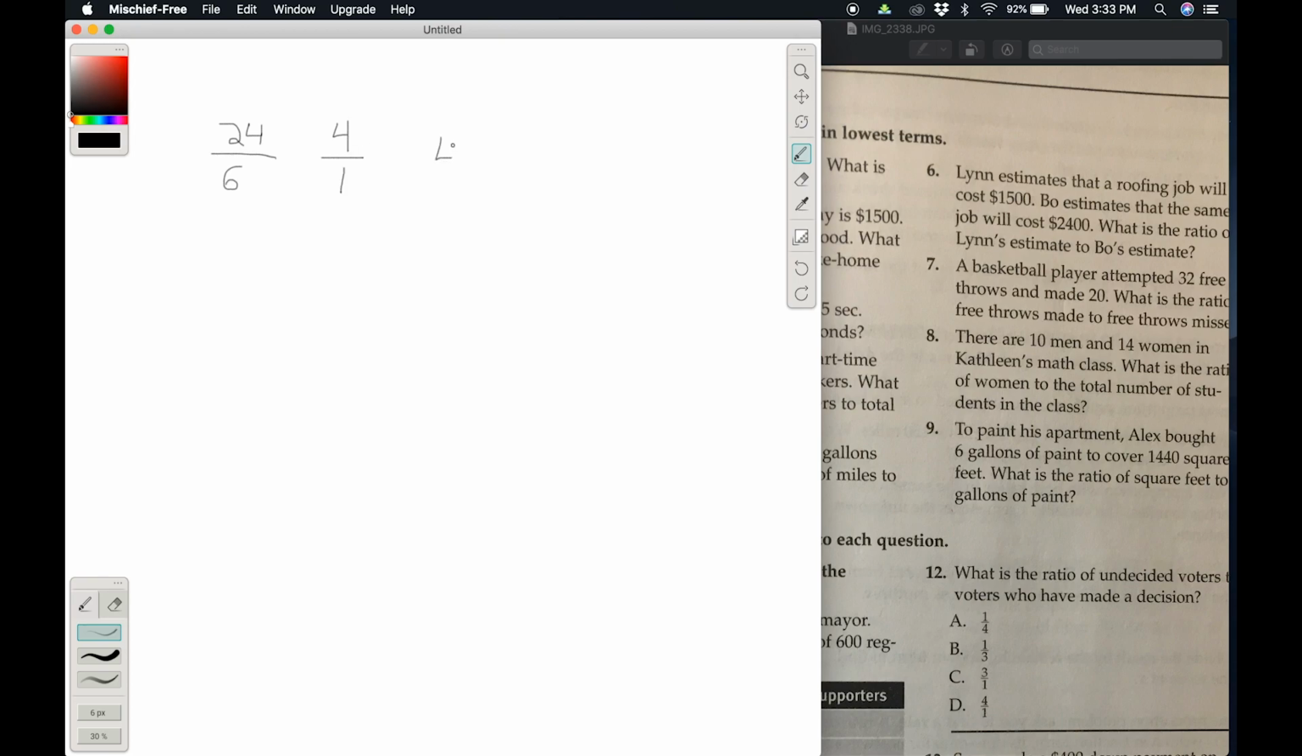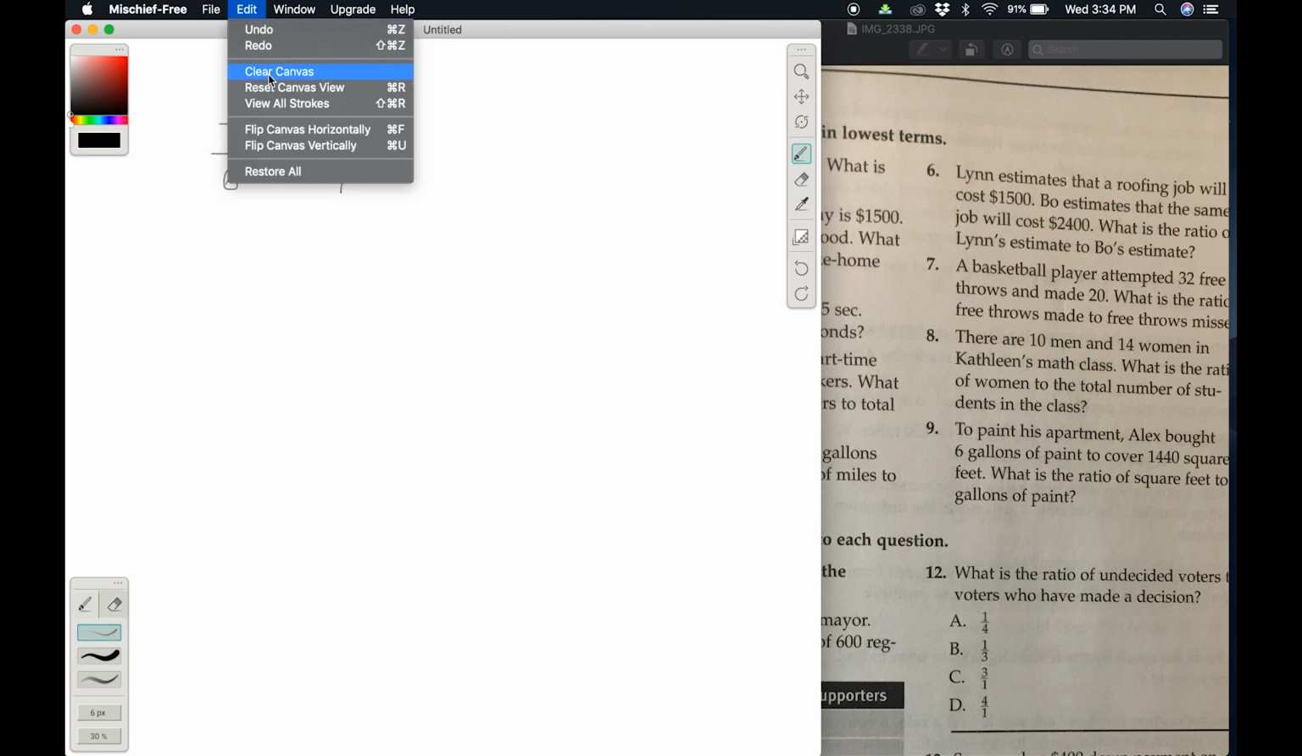Or we could write it like this, 4:1, or write it out like this, 4 to 1. Okay, so those are the methods you can write them out. We'll only be writing them out in one way, not all three of them each time. So that is the answer for that one. Let's see, clear canvas.